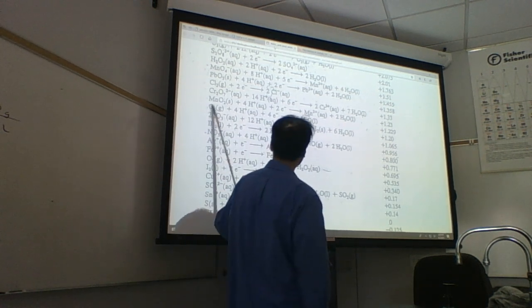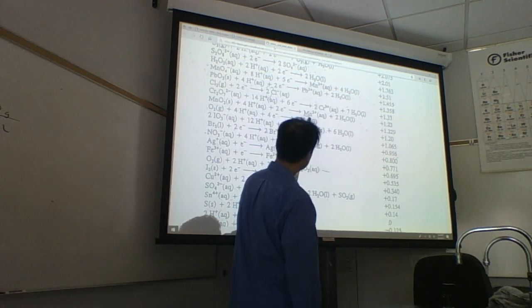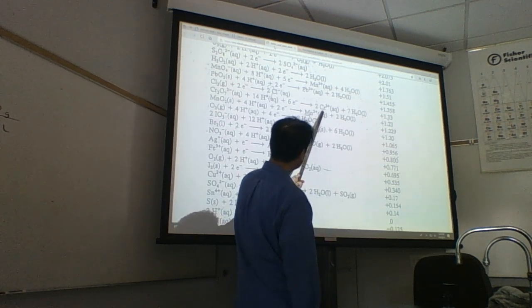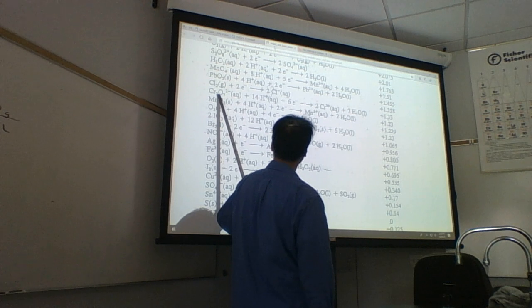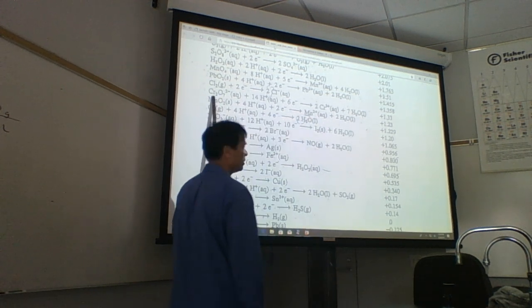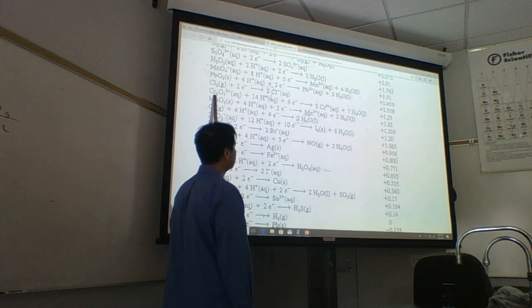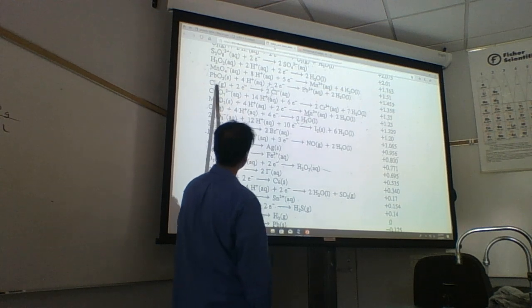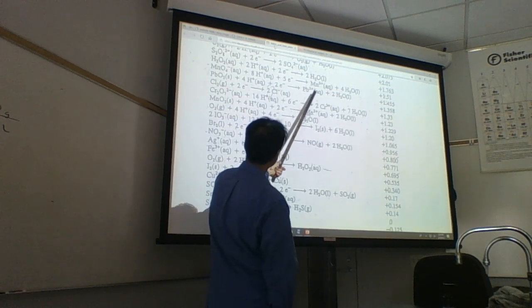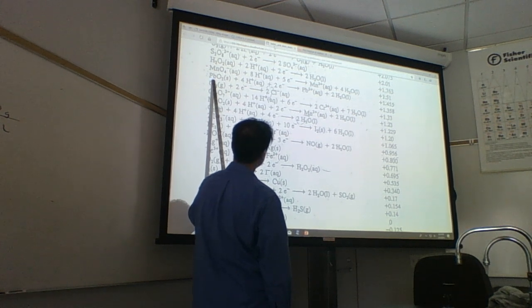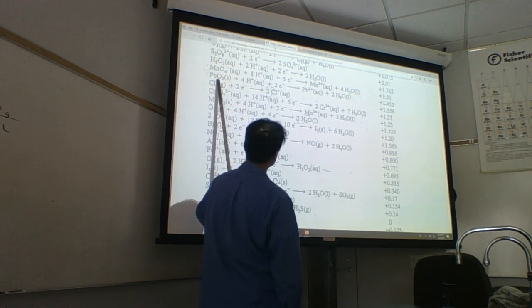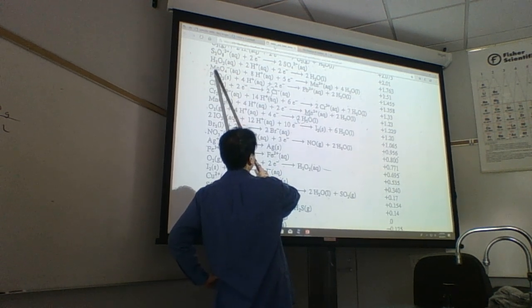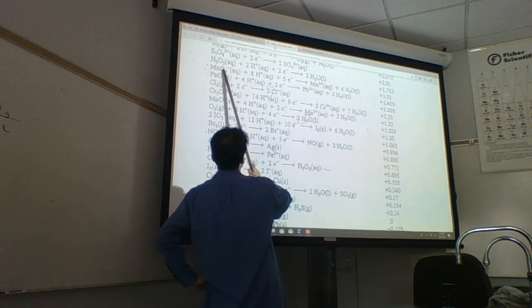Then we have water going to oxygen. Water can be a reducing agent. Manganese 2 going to manganese 4. Chromium 3 going to dichromate. Good. What's the charge on chromium in dichromate? 6. Chromium 3 going to chromium 6. Chloride going from -1 to 0. Lead 2 going to lead 4 oxide.